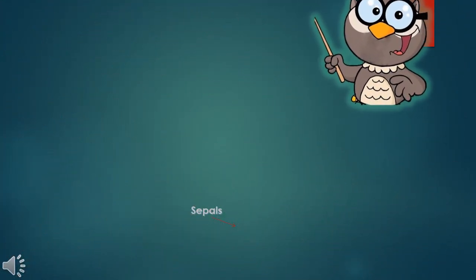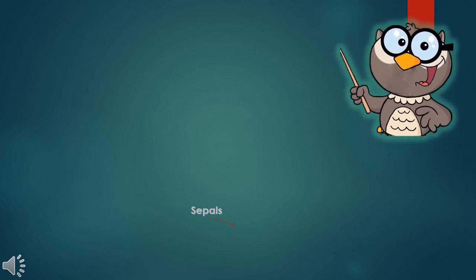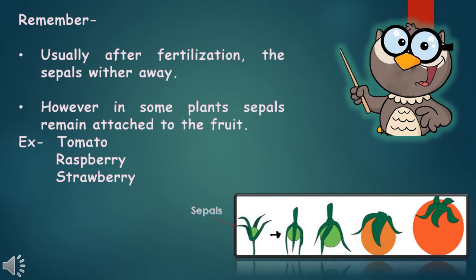My dear students, there's something to remember. I told you usually after fertilization, the sepals wither away. But not in all the plants. You may have seen tomatoes. Of course you do. There you have seen that sepals remain attached to the fruit. Fruit means the tomato. Not only tomatoes, raspberry and strawberry also can be taken as examples.